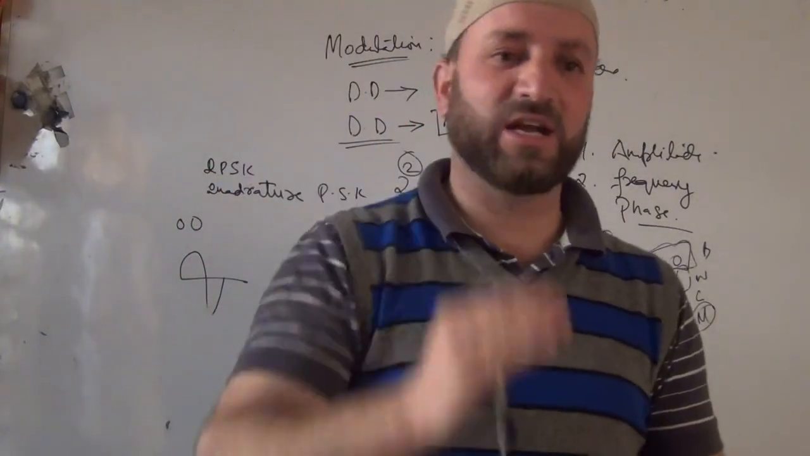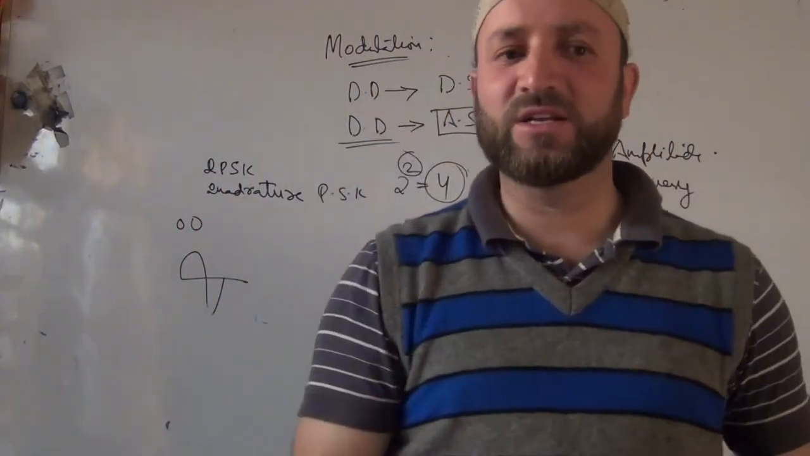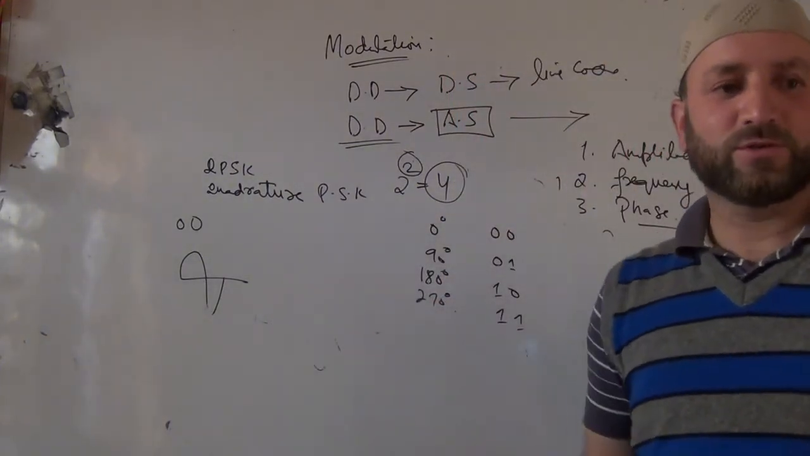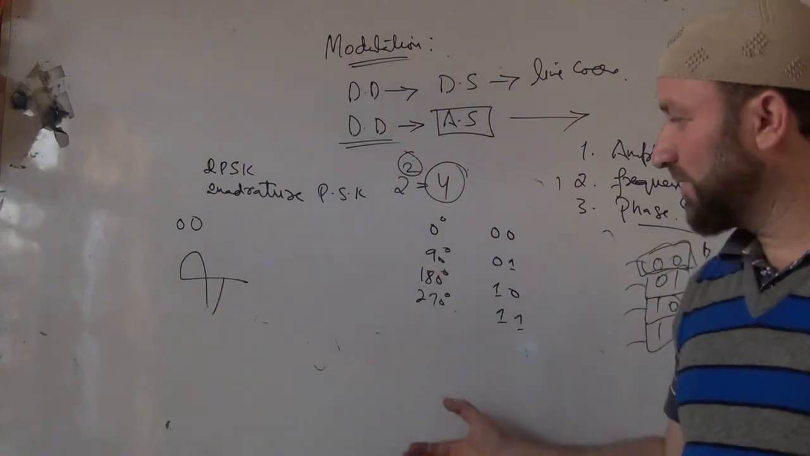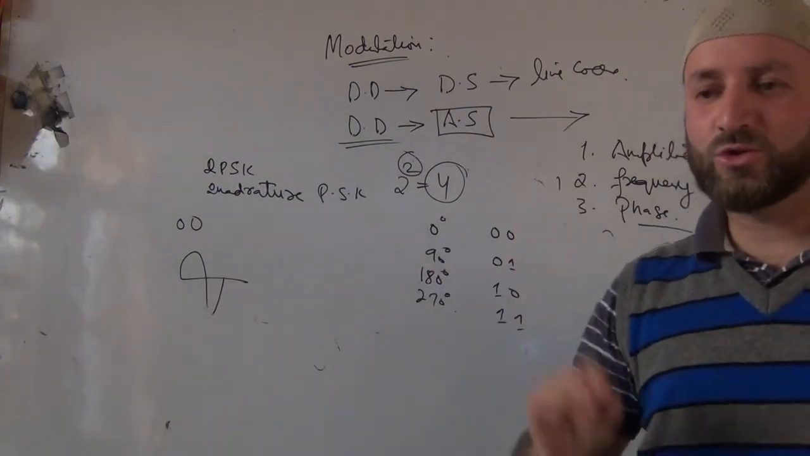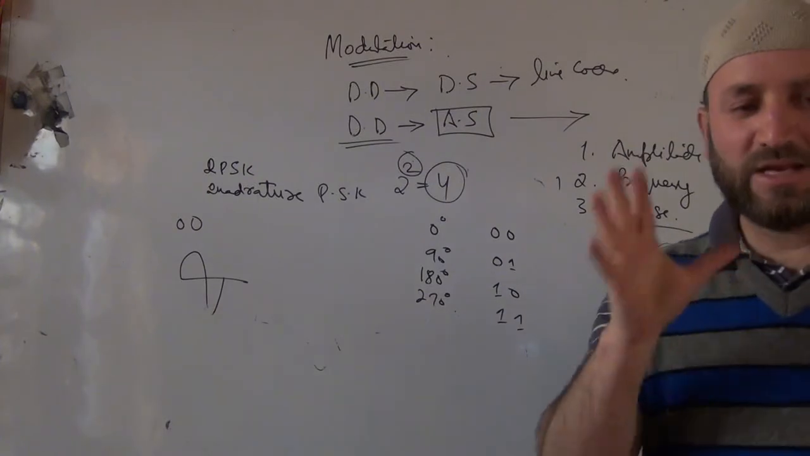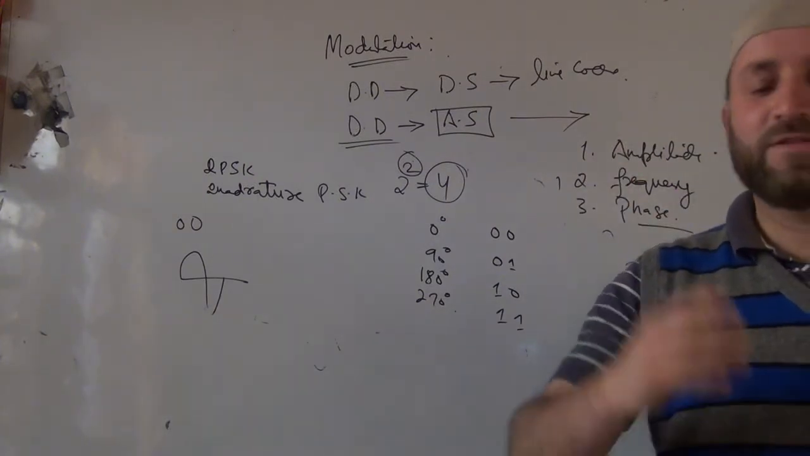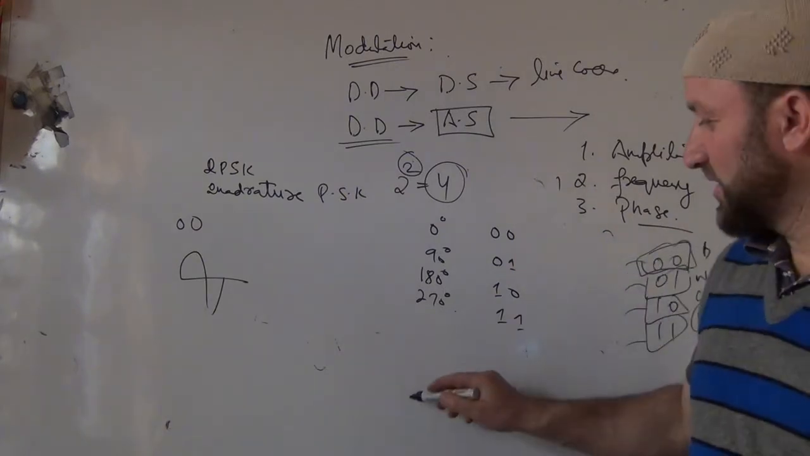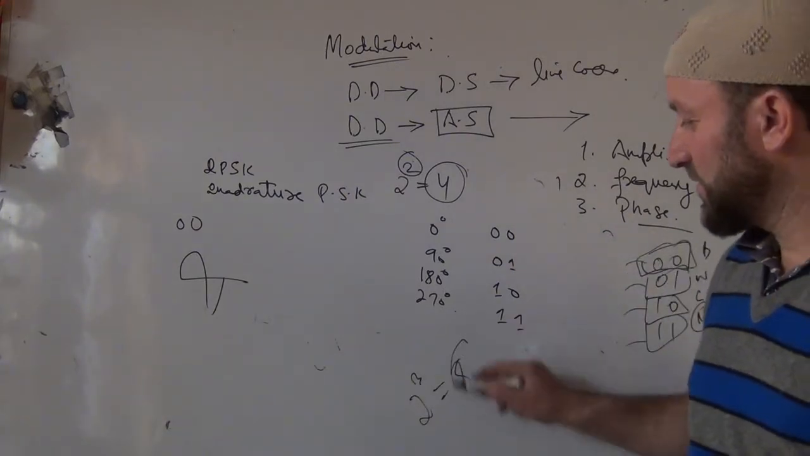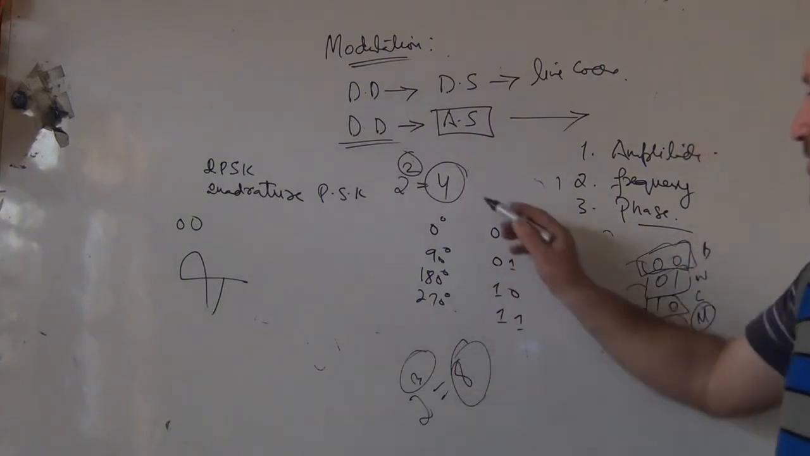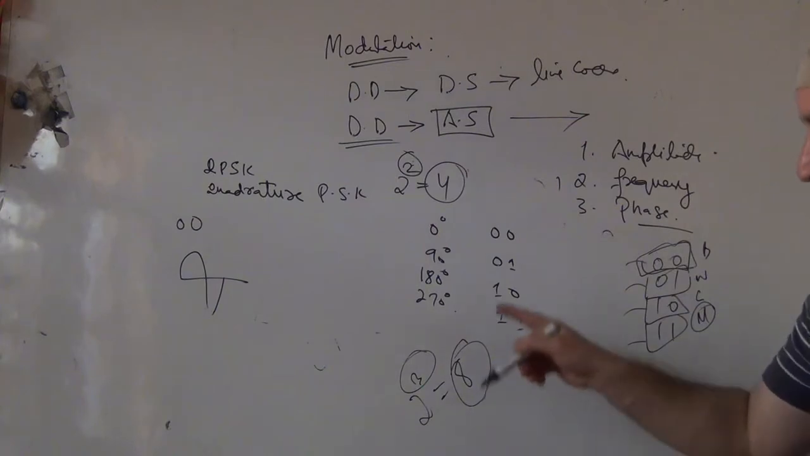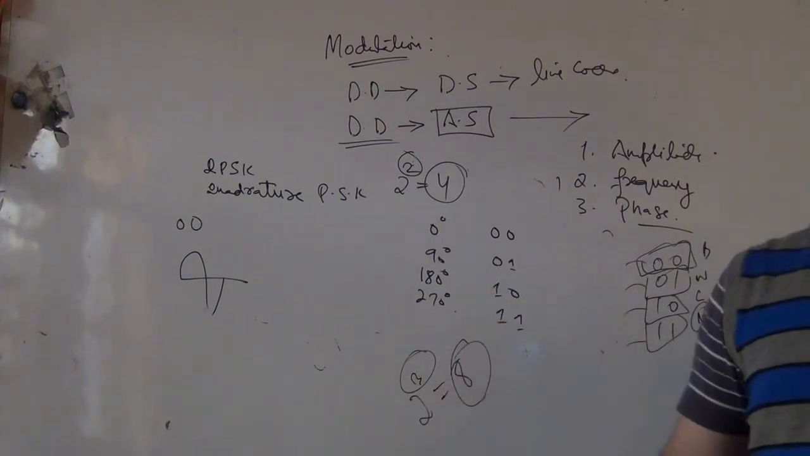But I don't have straight colors because I don't have straight phases. I'm using four phases plus two amplitudes. So total combination, how much? Eight combinations. If I have eight combinations, how many bits can I represent by that? Three. 2^3 equals eight. So you got eight combinations, you got 3 bits. If you got four combinations, you got 2 bits. You can represent per signal 2 bits. Now I can represent per signal 3 bits if I have the 8 combinations.